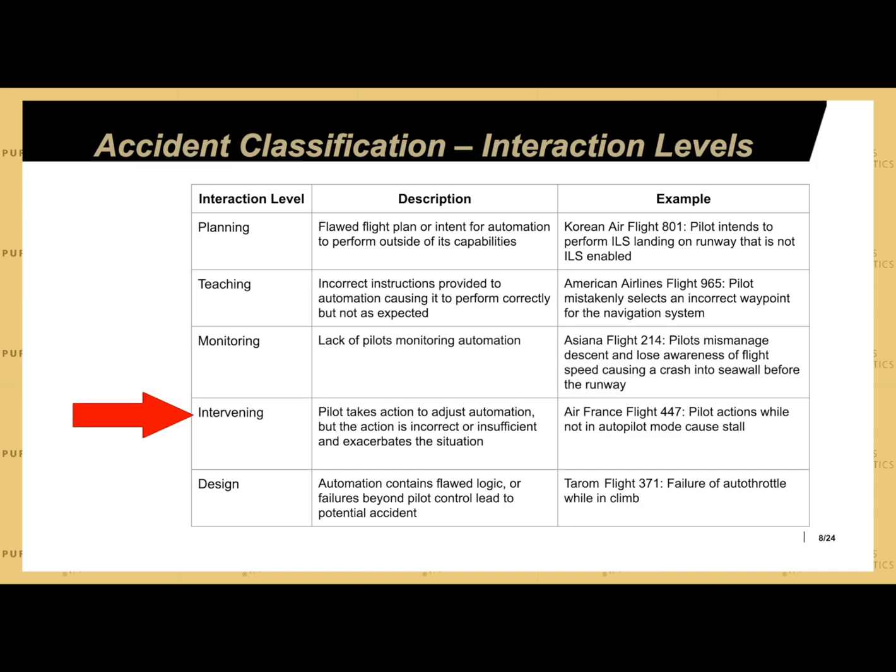Intervening is when pilots adjust automation from the current state. An accident may occur here if the intervention exacerbates the situation, from pilots trying incorrectly to adjust automation, or from their own manual actions in place of designed automation, such as with Air France Flight 447, when pilots caused a stall after manually taking control of the airplane.